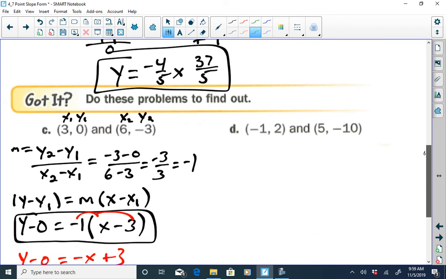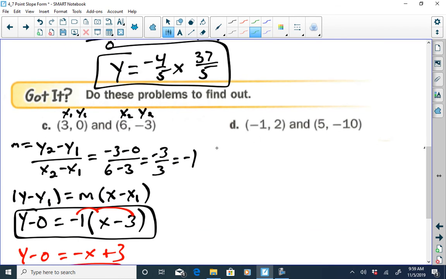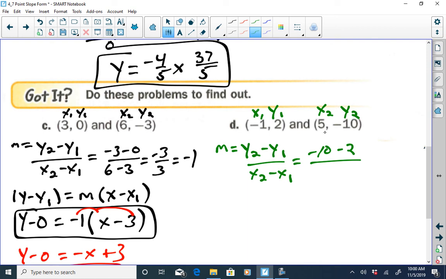Step number 1, we find the slope. So m is going to be equal to y2 minus y1 over x2 minus x1. Here's our x1, here's our y1, here is our x2, there's our y2. Substitute. y2 minus y1 is going to be negative 10 minus 2 over 5 minus negative 1. This winds up being negative 12 over 6. So we get a slope of negative 2.